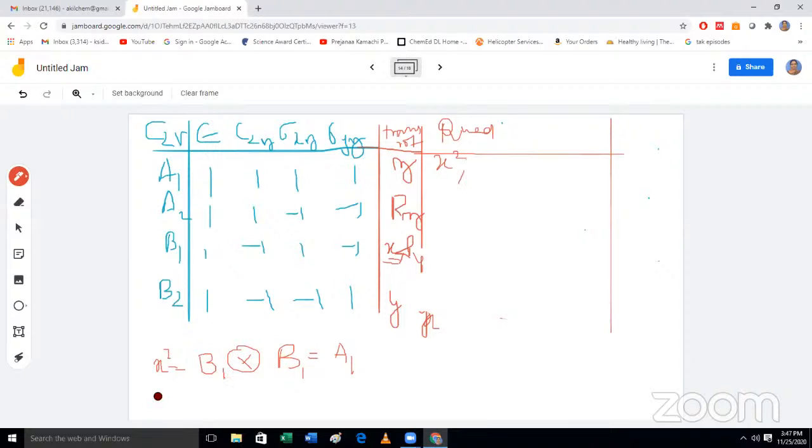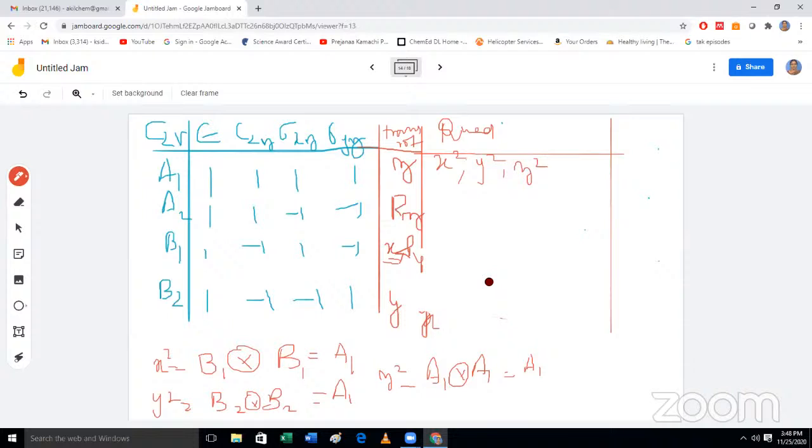Next, y squared. Y direct product y is B2 direct product B2. B B A, 2 2 1. So again it is A1. So y squared comes here. Z squared is nothing but A1 direct product A1. So A 1 1 1. So again you will have A1. So that is also coming here.